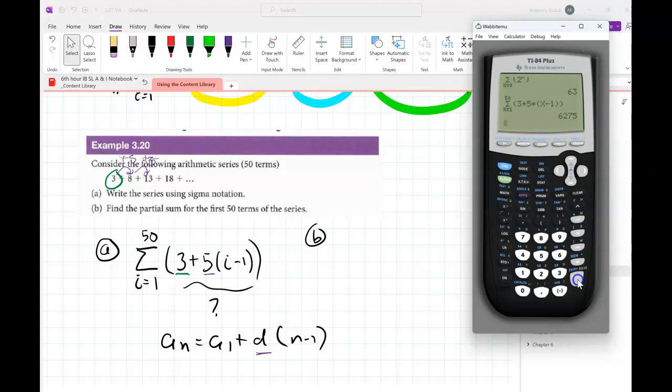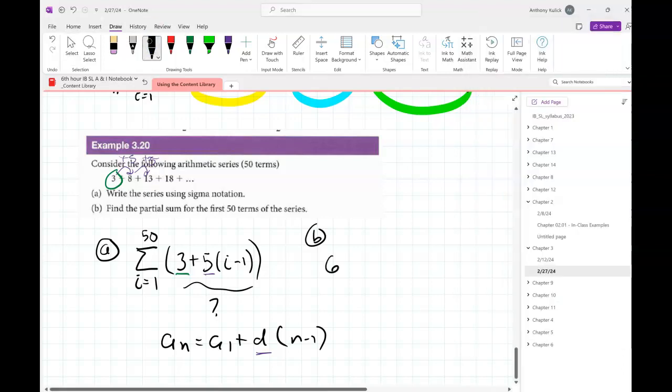So 6275. Oh no. But like you said, negatives, sides of subtract. That would do it. Everybody's okay with how we did that?